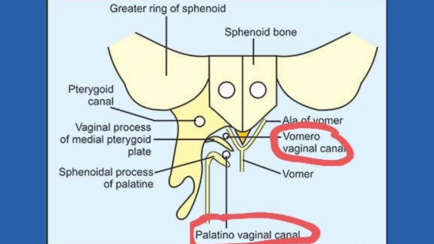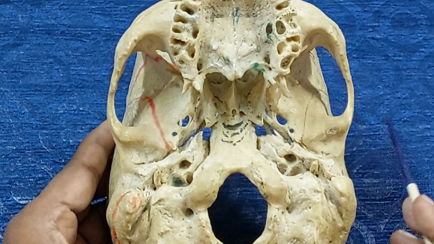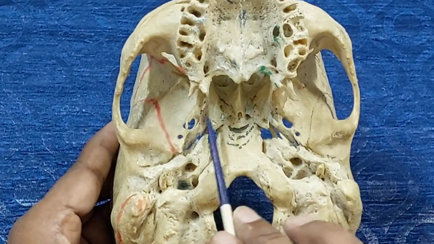And another canal is called the palatinovaginal canal, which leads to the posterior wall of the pterygopalatine fossa, and it is found between the vaginal process of the medial pterygoid plate and the sphenoidal process of the palatine bone. Then come to the paramedian structures.